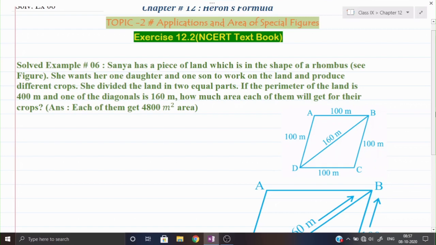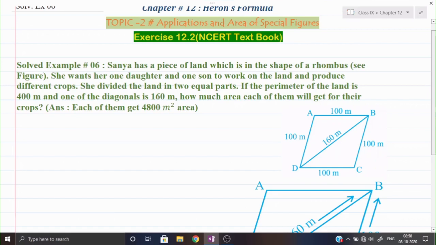Okay, see, answer I have written, each of them will get 4800 meter square area. Means she wants to divide the whole field equally between the daughter and the son, and the daughter and son will grow the same quantity over there. So we have to find out how much area each of them will get. So definitely see, the rhombus is given over there. We have to find out the half of the rhombus. Means in terms of area, half the area will be getting by the son and half area would be getting by the daughter. So we have to find out, in short, the area of the rhombus and make it half of that to find out how much area each of them will be getting.